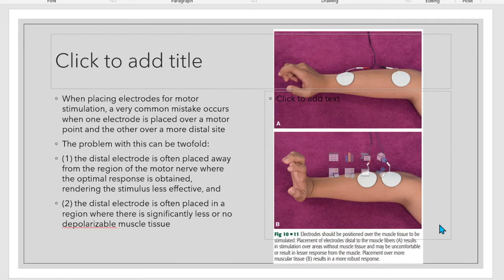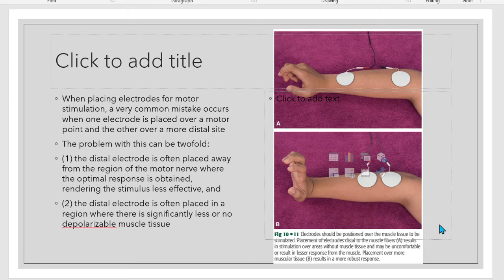So, when placing electrodes for motor stimulation, a very common mistake occurs when one electrode is placed over a motor point and the other one over a motor distal site. So, that's the first common mistake. Of course, if it is on distal, what will happen? It disperses, no? So it should not be too far apart.